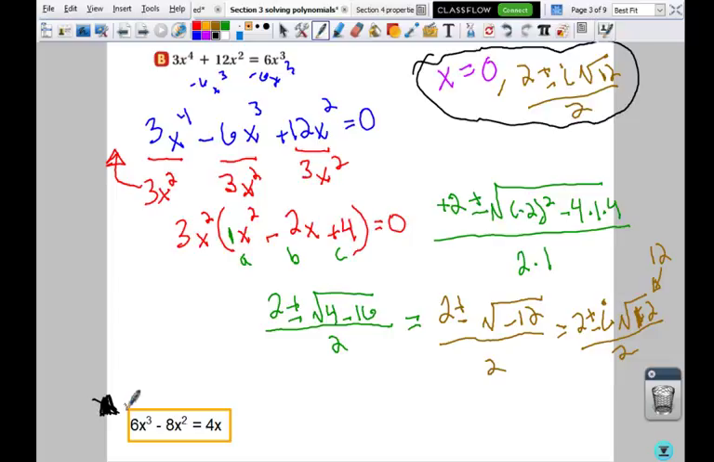You got this backwards. 6x cubed should be first, then minus 8x squared, and then minus 4x. Why? Because from smallest to biggest, otherwise the quadratic equation won't work.